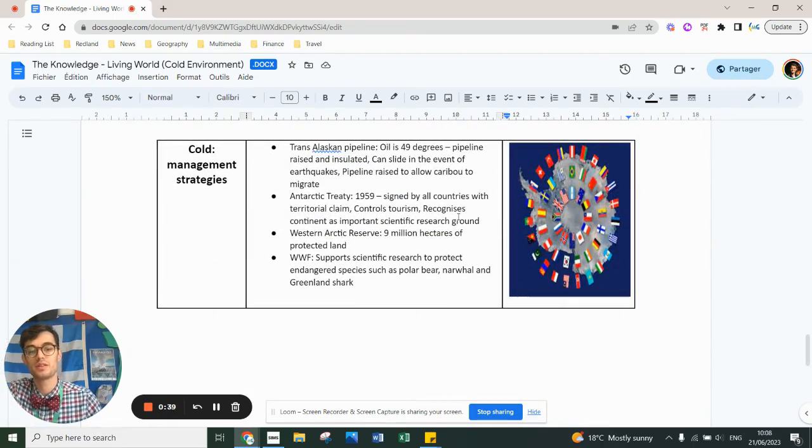What they've done to try and save cold environments: there's been the Trans-Alaska pipeline, which has been raised so that animals can move underneath it. It reduces the impact on wildlife. It can slide in the event of an earthquake. There's an Antarctic Treaty of 1958 that is signed by all countries that have a territorial claim to Antarctica, and it recognizes that no one owns it, and there are actually no time zones in Antarctica. There's a Western Arctic Reserve, 9 million hectares of protected land, and WWF supports research of endangered species like the Greenland shark, the polar bear, etc. Those are the main things that have happened to help protect these pristine and beautifully unique environments.